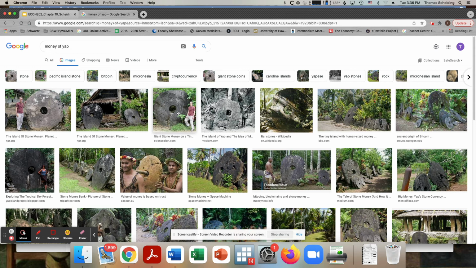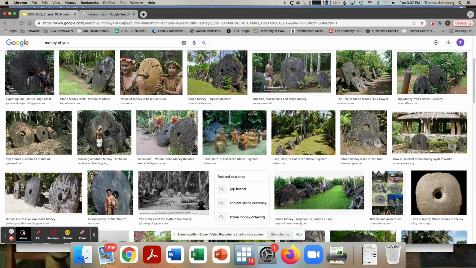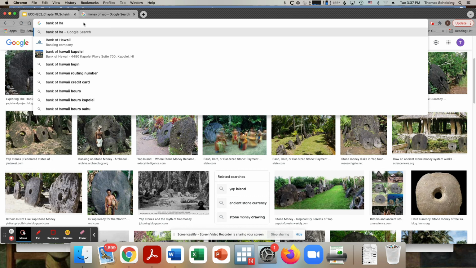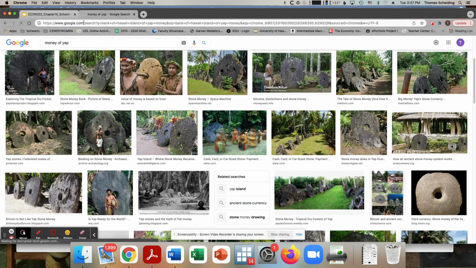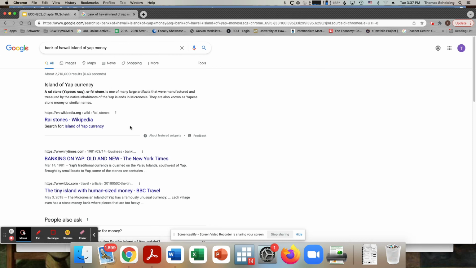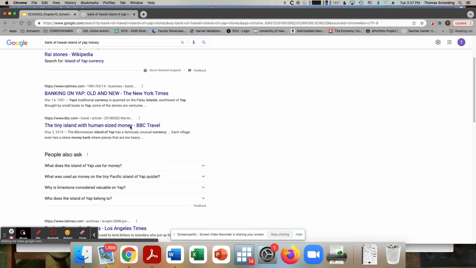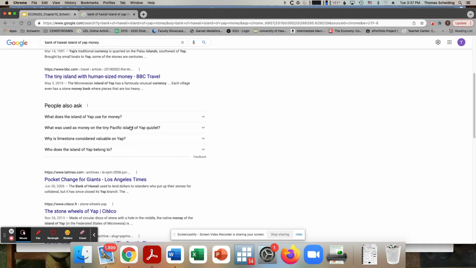Here in Hawaii, obviously where I am, we did have a piece of stone money. I think it was owned by First Hawaiian Bank, and then I think we got rid of it. Or no, actually, I think it was the Bank of Hawaii that had it, or maybe it was First Hawaiian that had it. It used to have a branch in, oh yeah.